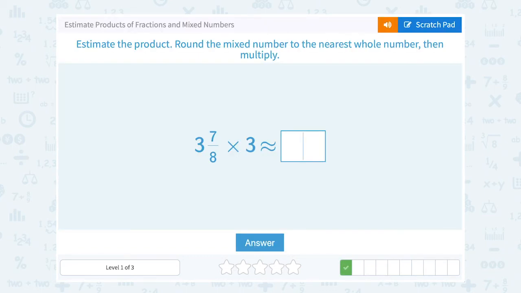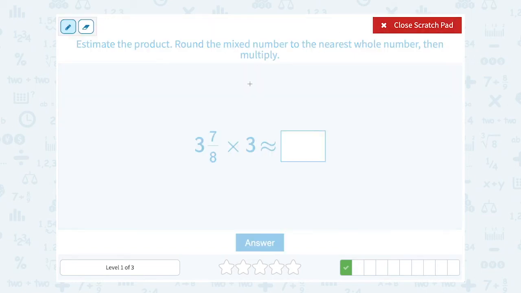Okay, 3 7/8 times 3. Okay, well 7 out of 8 is almost the whole thing. It's just missing one more eighth. So this one is going to be more than half. So instead of keeping it a 3, this is going to round up to 4. So this should be really close to 4 times 3, which gives us 12. So that means 12 is a close approximation for the original problem.